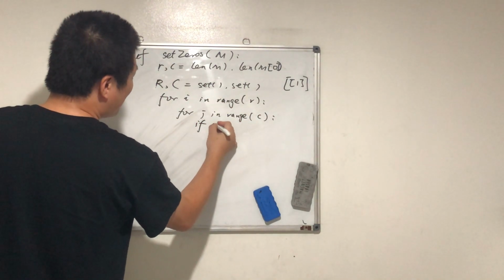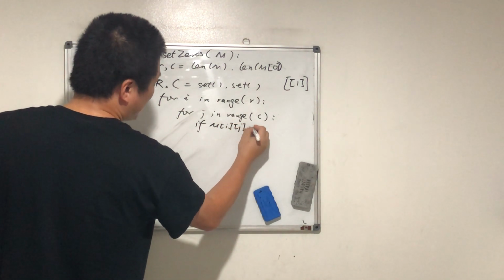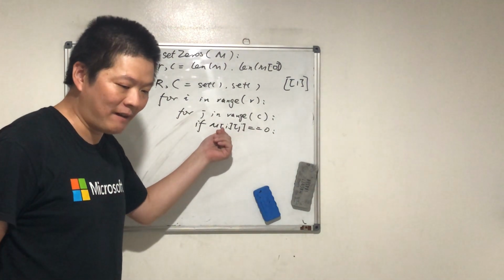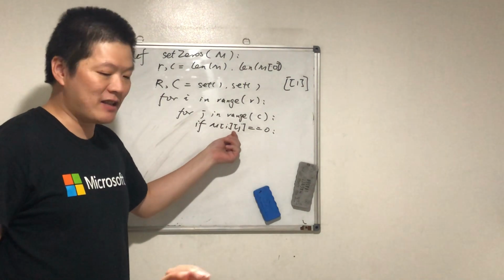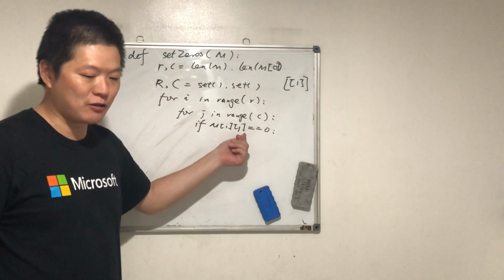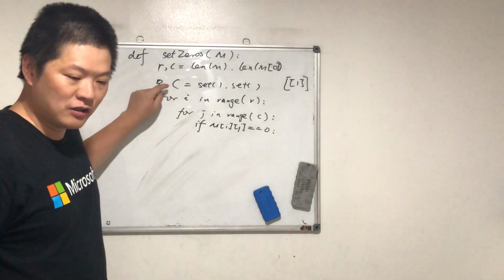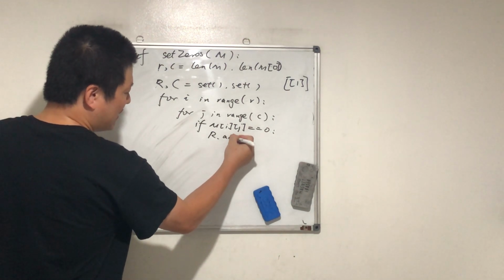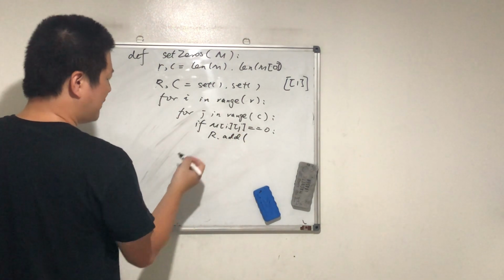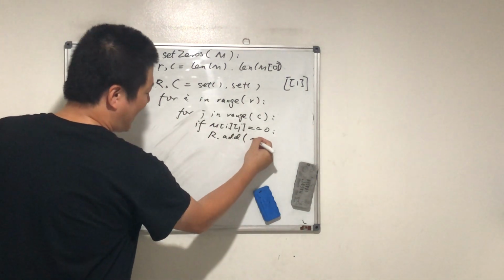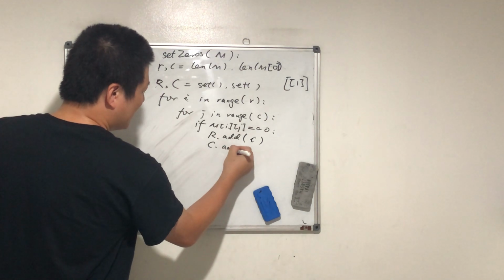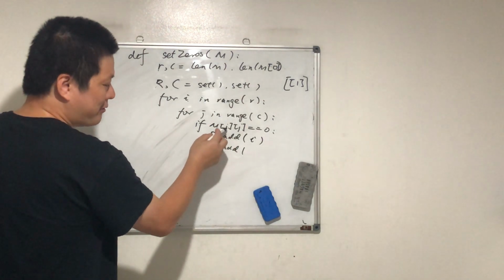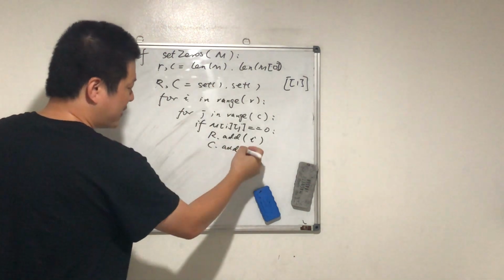Okay, so look, if matrix[i][j] is 0, so what should we do? If the element at row i and column j is 0, what do we need to do? R dot add what? The row i. And then C dot add what? Which one is the column? i or j? j, yeah, that's it.